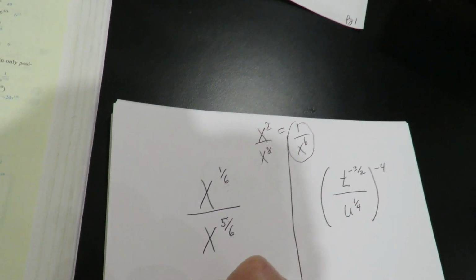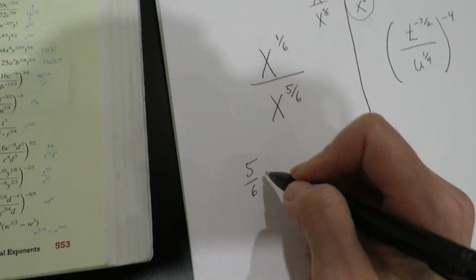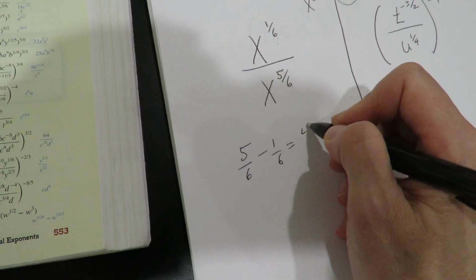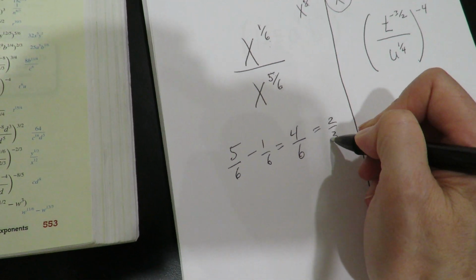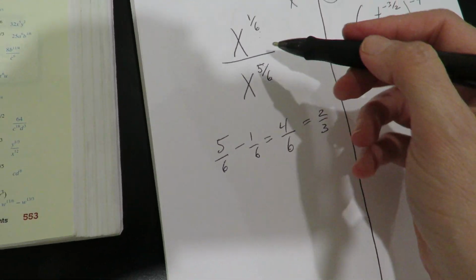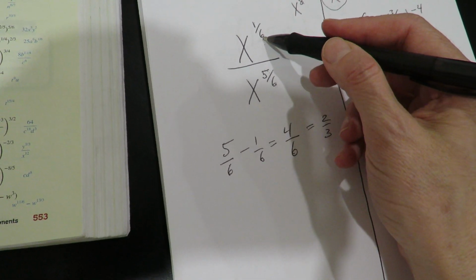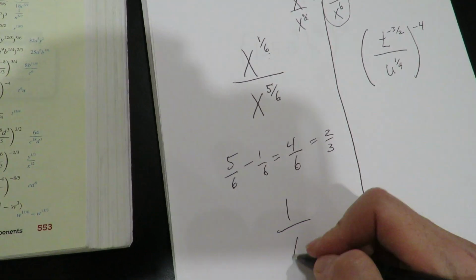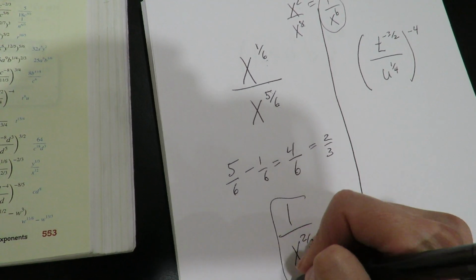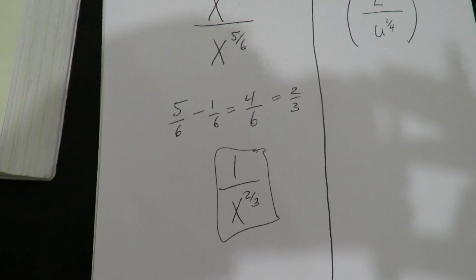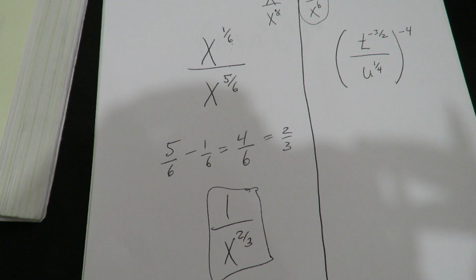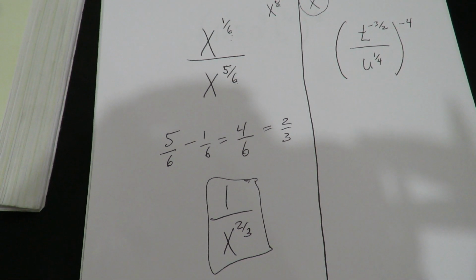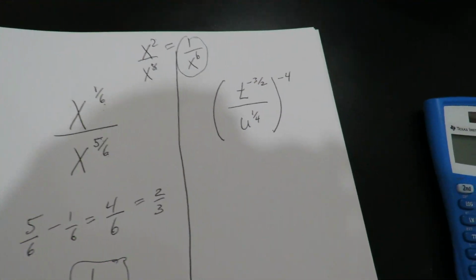So I'm going to do 5 over 6 minus 1 over 6. I'm going to get 4 over 6. That's going to reduce to 2 over 3. So when I do the higher minus the lower, it's going to leave me with 2/3 in the bottom, in the denominator. Higher minus lower, put the leftover where the higher was, because that's where the leftover would go.